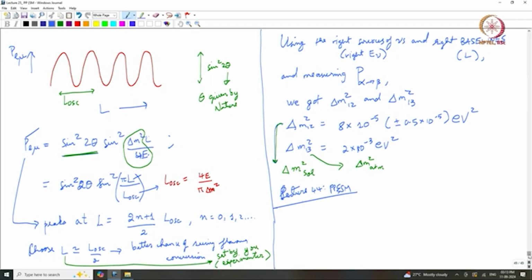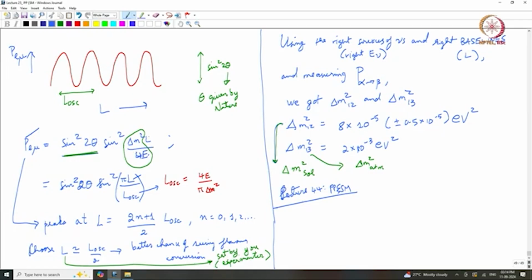So if you want to make good measurements of this delta m square in particular, then choose your neutrino energy wisely, choose your baseline wisely, and make your measurement. And we saw that this is exactly how physicists did measure the delta m squared between the first and the second and the first and the third eigenstates. And these are the values as I have written them down here.